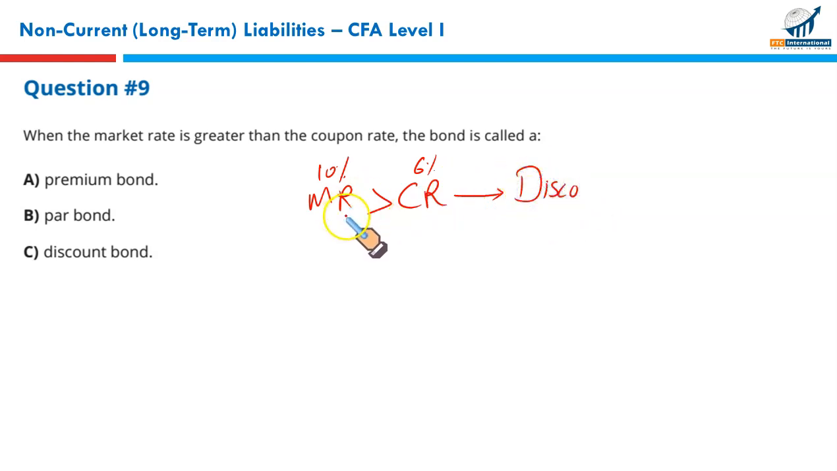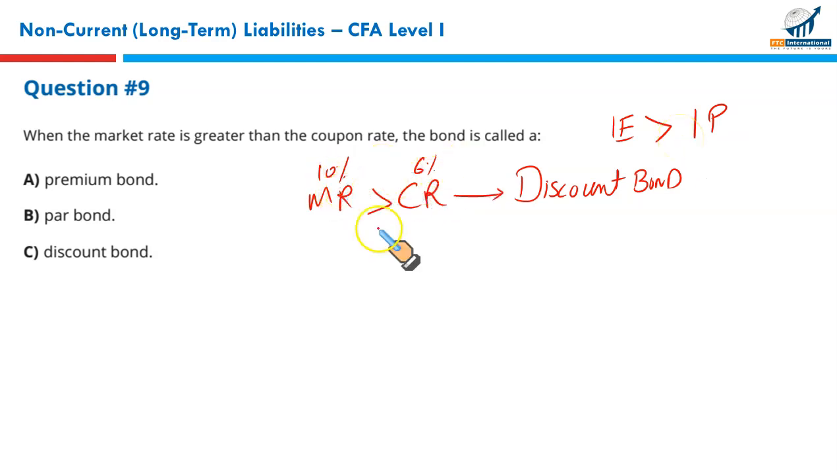Whenever your coupon rate is less than the market rate, the bond will sell at less than par. It's called a discount bond. In this case, remember, since it's a discounted bond, your interest expense will gradually increase. Interest expense will be more than the interest payment, because interest is paid at 6%, interest is charged at 10%, right?